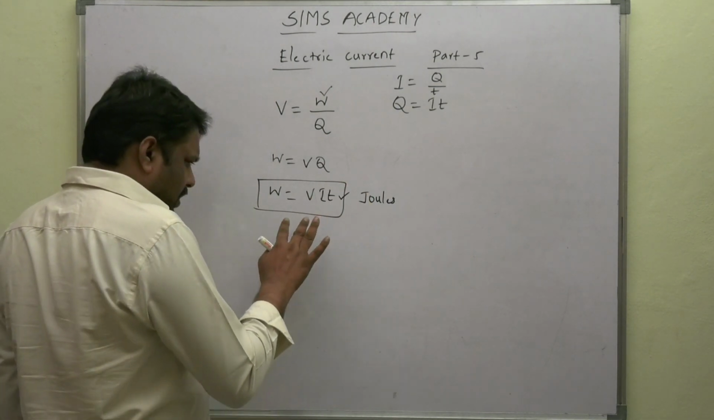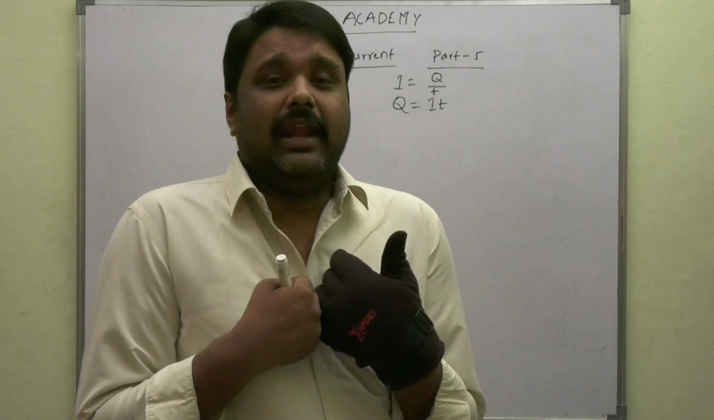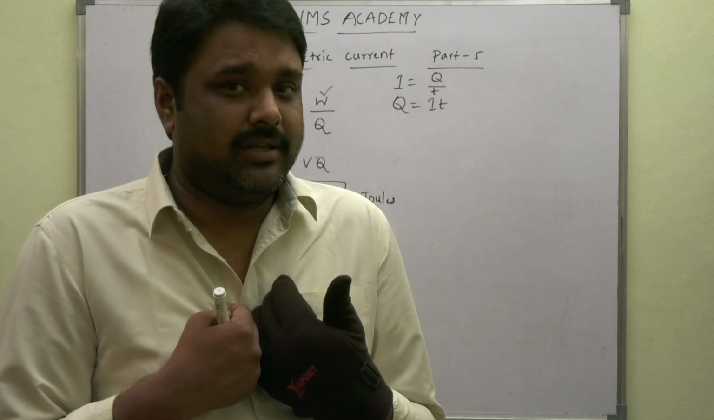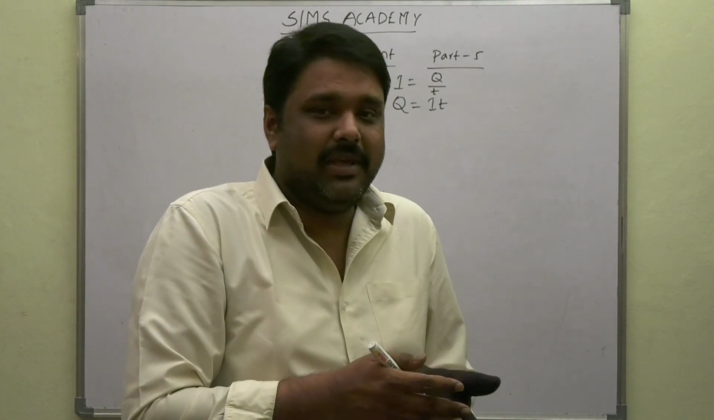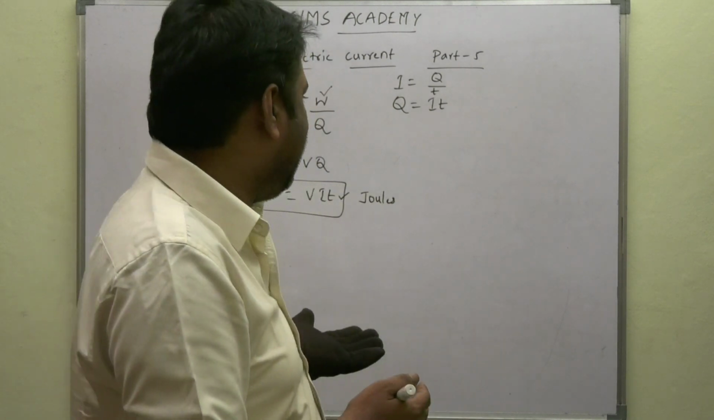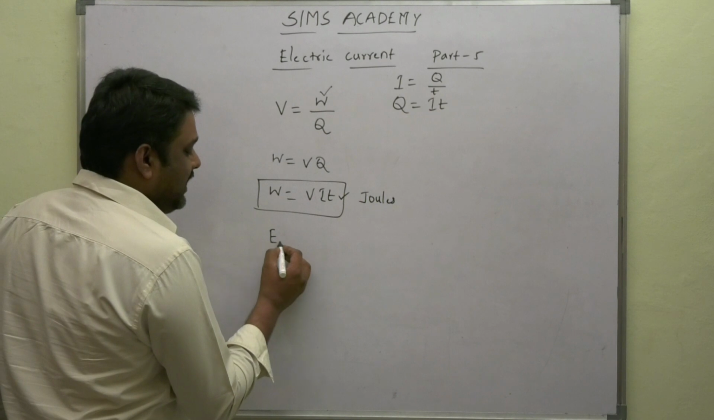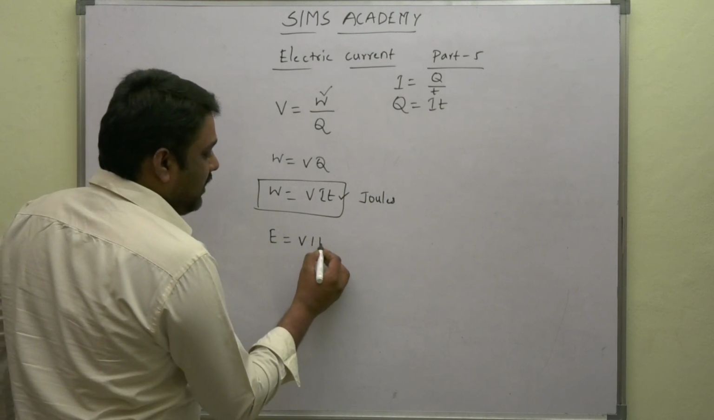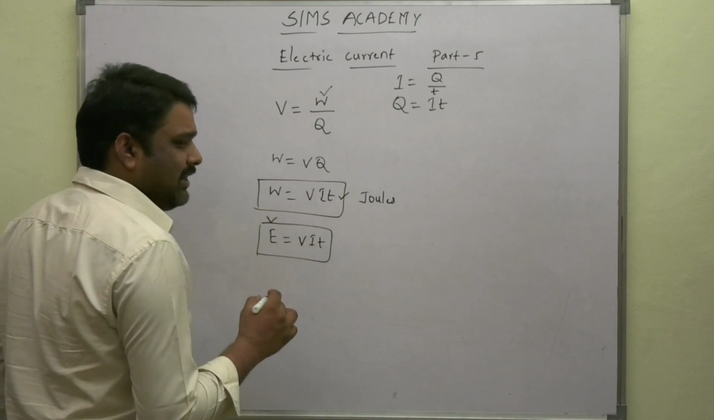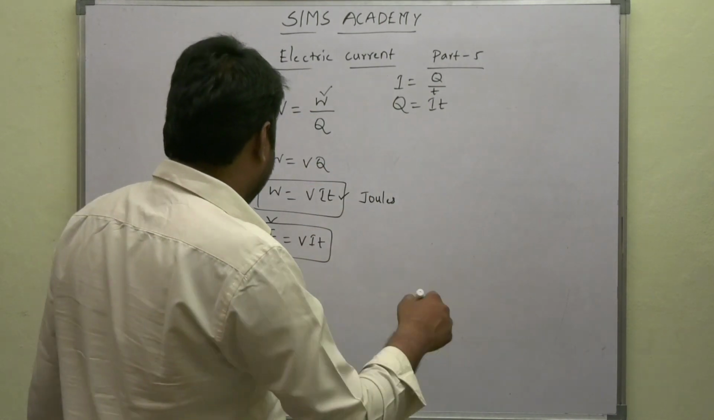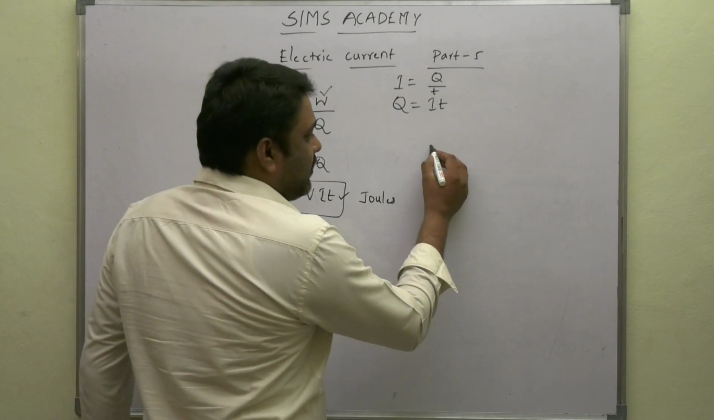Now, what do you mean by electrical energy consumed by an electric appliance? How much work is done is the same as the energy consumed by the electrical appliance. Hence, we say the electrical energy is VIT. We can even define electrical energy in some other way also. Let us move on to electric power.